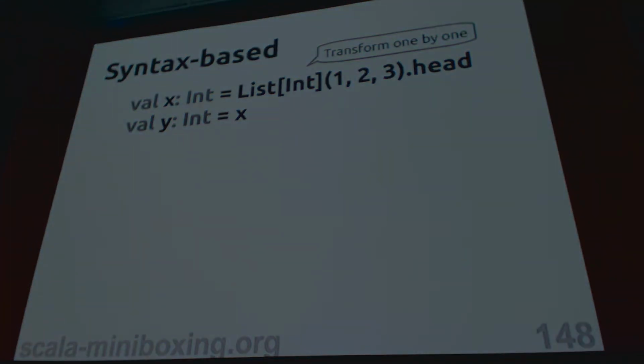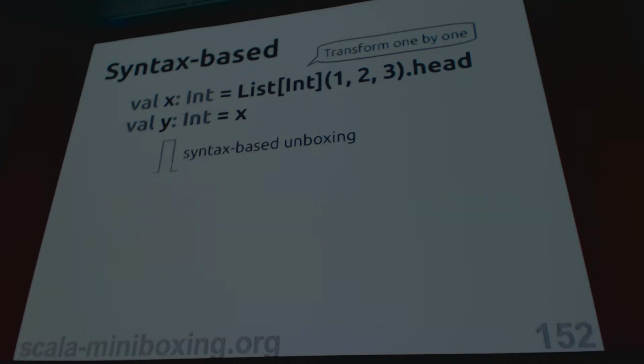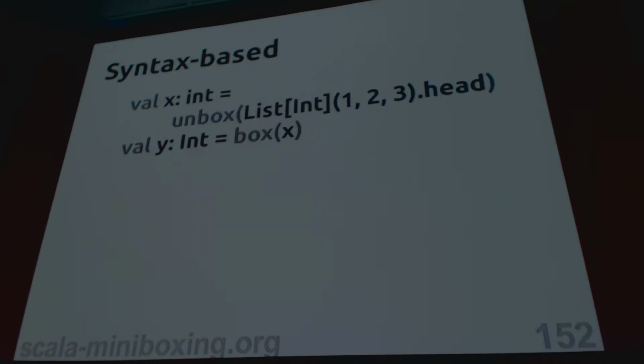Oh, I'm sorry. Okay, so let's transform one by one. Let's not transform X and Y at the same time. First we'll take X. It will become an int unbox like we've seen before. Y, on the other hand, gets box because we switched X from box to unbox. Every reference to X needs to become box of X. So far so good. Let's see the next transformation.